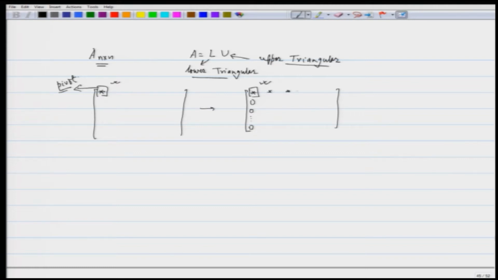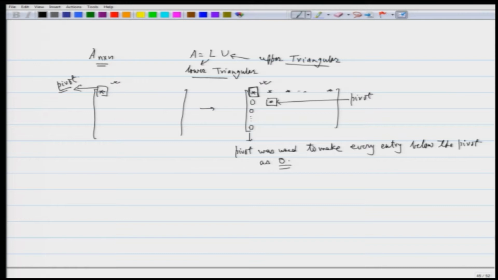And then I had some things here that I was not bothered about. The idea was that I had a pivot here which was used to make every other entry in that column below the pivot 0. Fine. Once it was done, we went to the second row, and then we looked at a pivot here, again a pivot here. We wanted another pivot. Once we had this pivot, then we can go to the next stage. So, I have a pivot here, I have another pivot here, every entry is 0, again every entry is 0 here. What happens at the top was immaterial for us, all right.